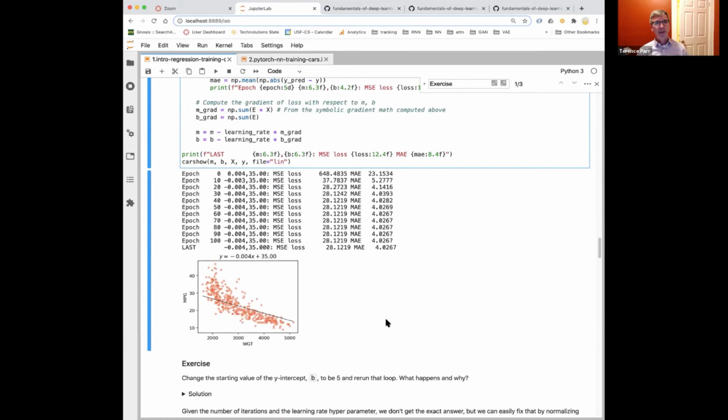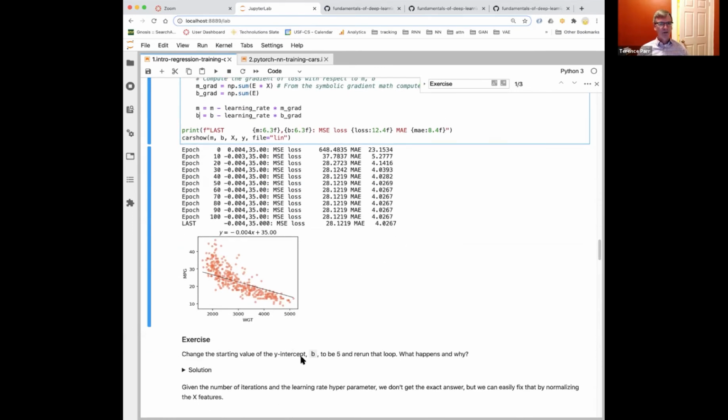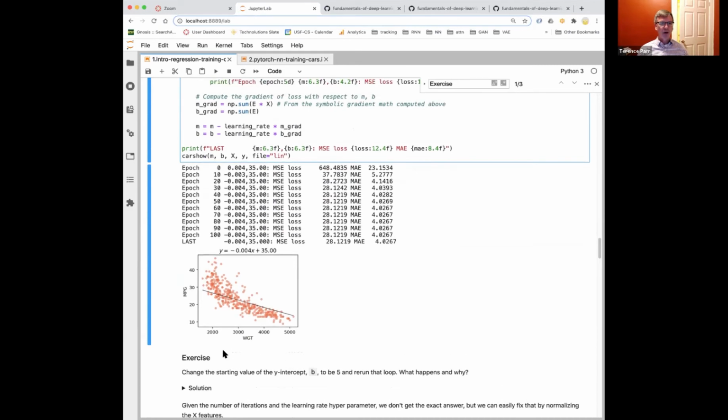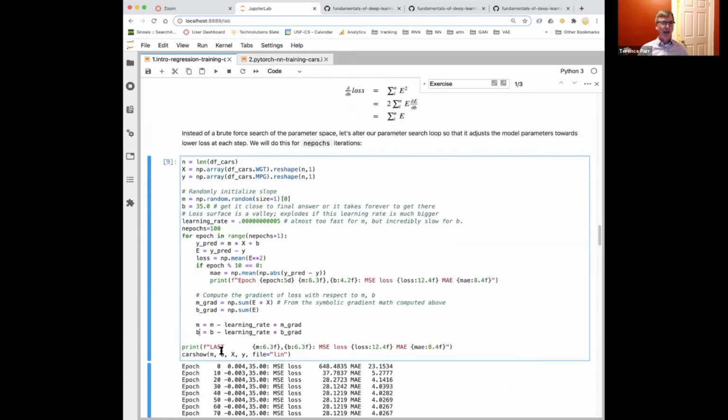Okay, so if you guys have downloaded that, you don't need Pytorch yet, try to play around with this. Change that starting y-intercept to be 5 and see what happens.